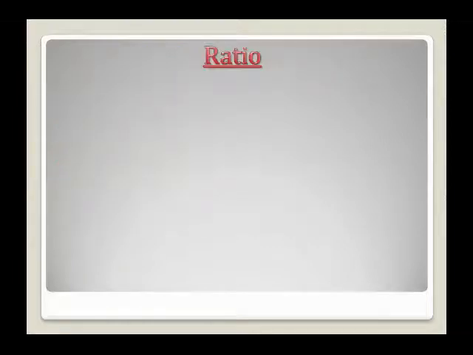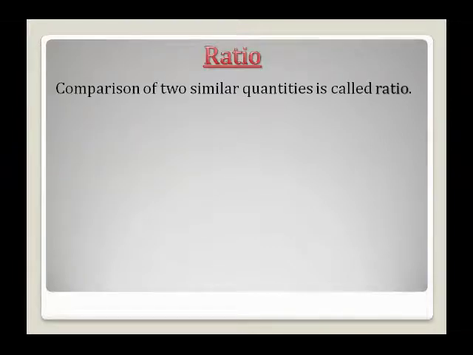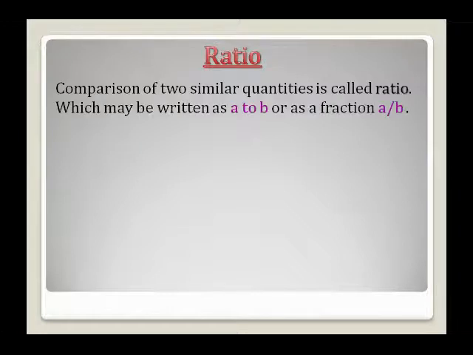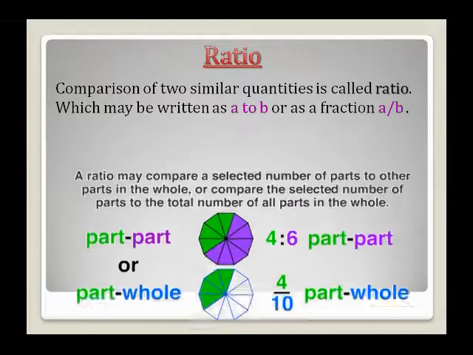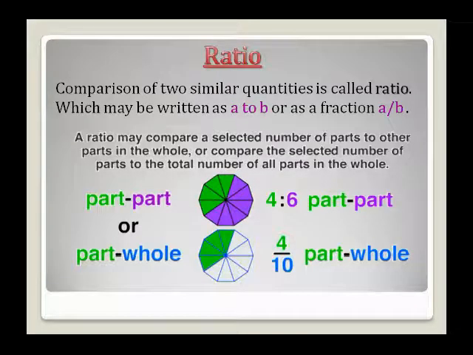Now here is a ratio. What is a ratio? Comparison of two similar quantities is called a ratio, which may be written as A to B or as a fraction A upon B. A ratio may compare a selected number of parts to the other parts in the whole, or compare the selected number of parts in the total number of all parts in the whole. Just like part to part means 4 ratio 6 is a part to part, or we write that part to whole means 4 upon 10 part to whole.